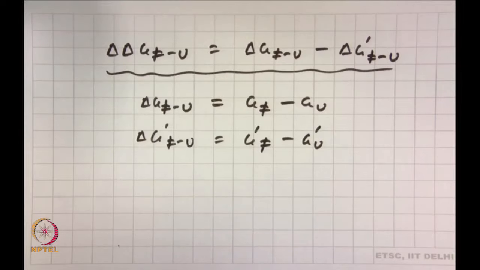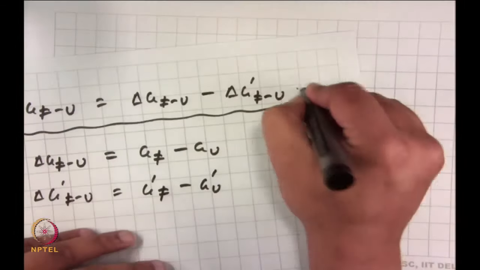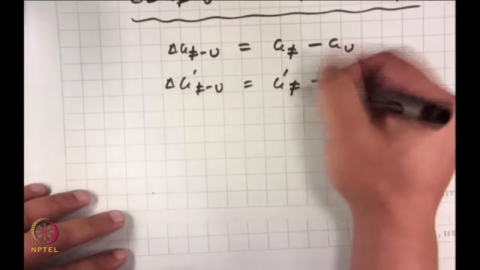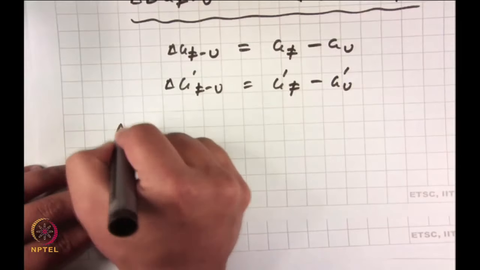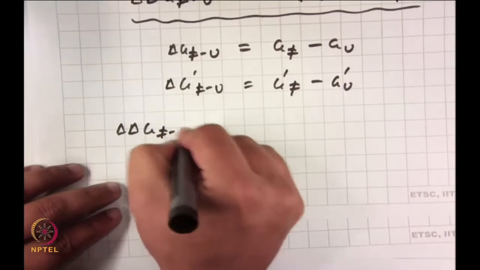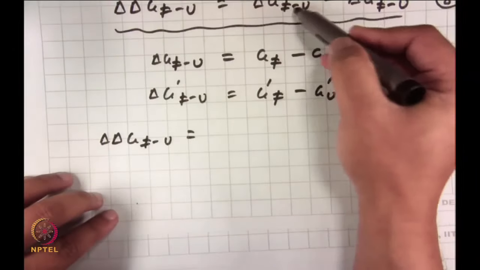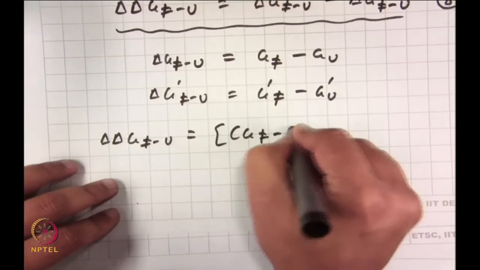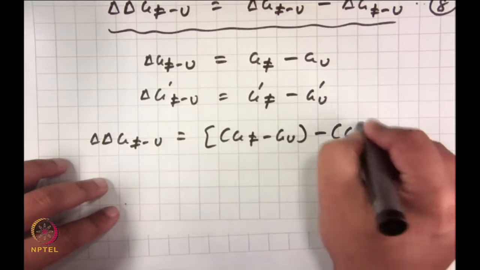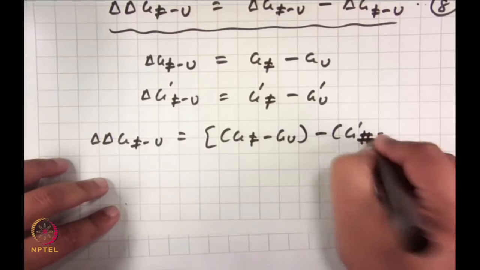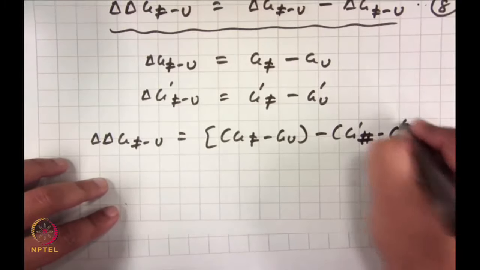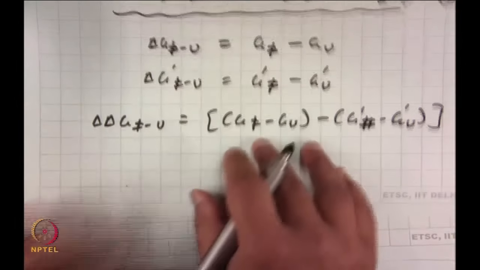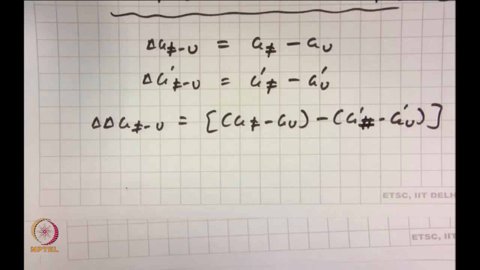right. Okay. Now, if I label this as equation 8, then using these two in equation 8, what we have is delta delta G u is equal to, what I can write is then G of the transition state minus G u minus G prime of the transition state minus G u prime of the mutant. Okay. Now, can you tell me what this simplifies to?